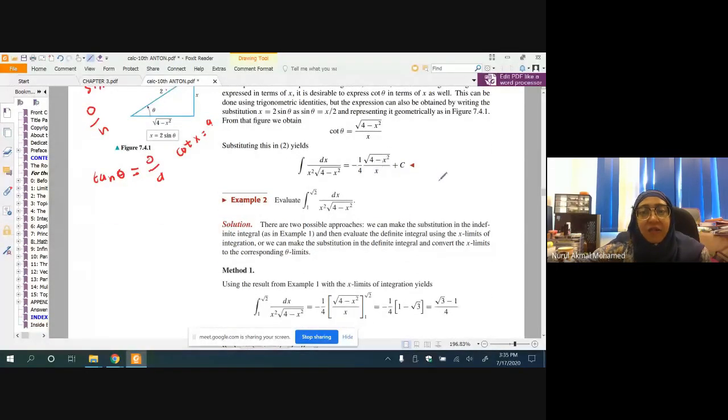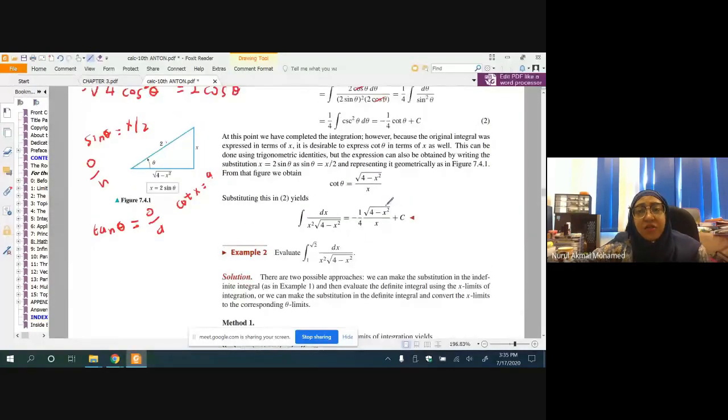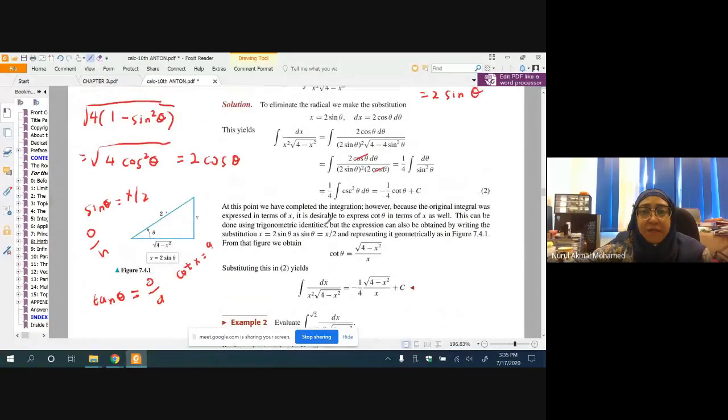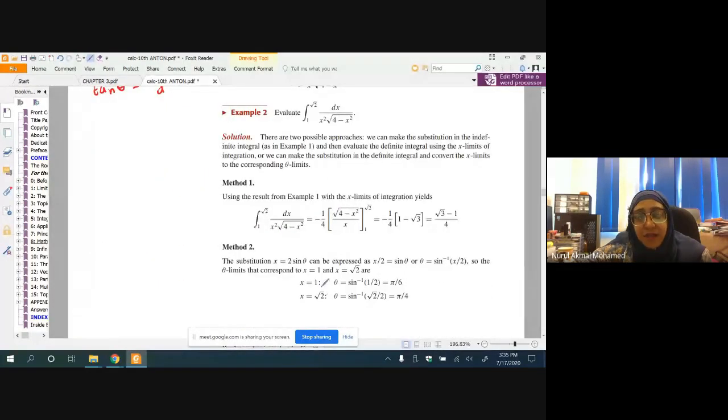So you have to be careful with that. Or if you want to stop it here, for the definite integral, you have to change the limit so that it is in terms of theta instead of x. So how do you change? Of course, by using these substitutions. You already know the x, you want the limit in terms of theta, so you have to use these expressions.